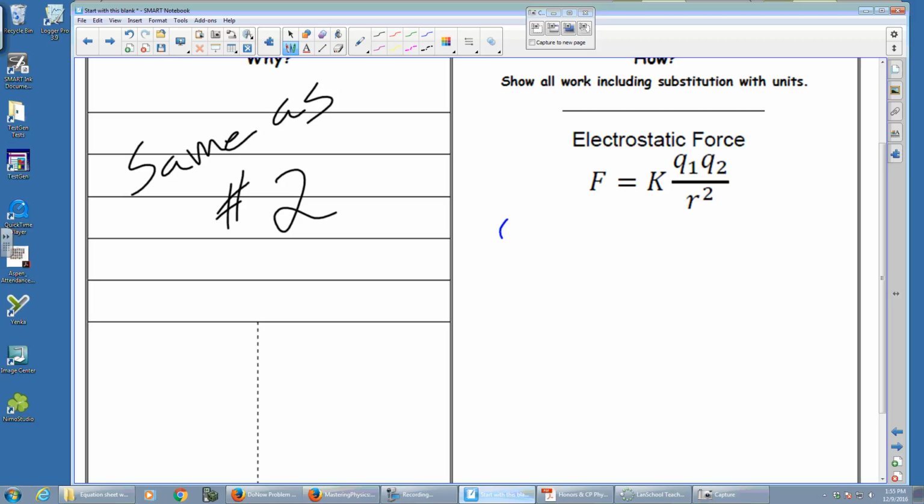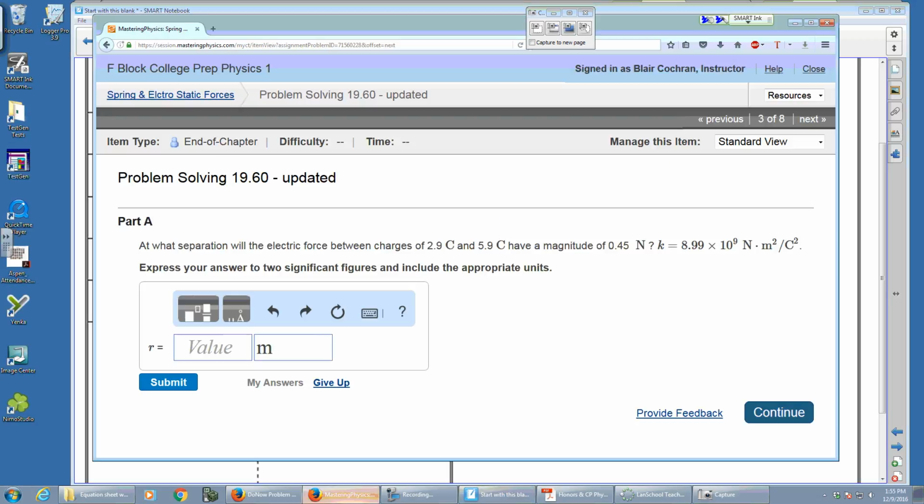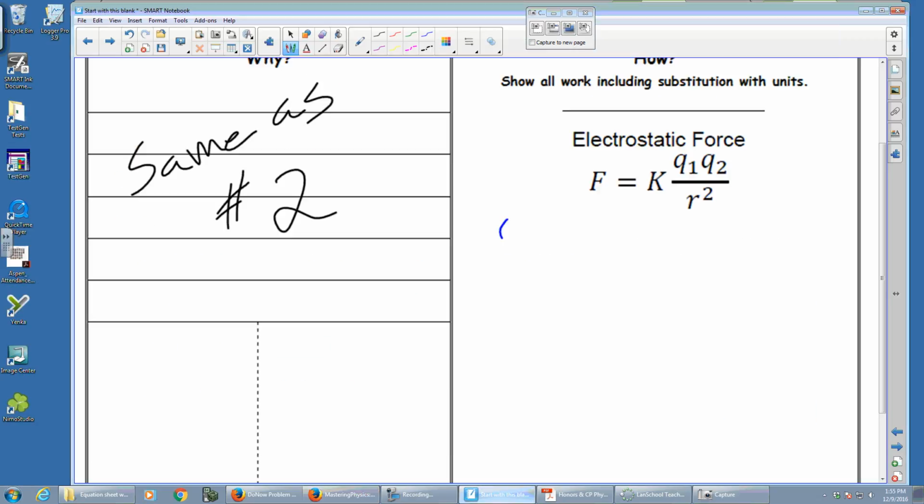Do you mind if I borrow this calculator? I do, because I need that to do my work. Sorry. There is one on your computer, though.